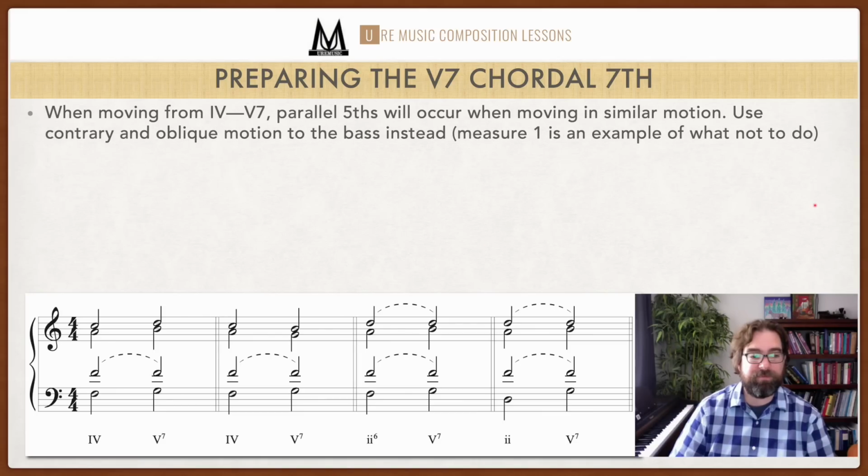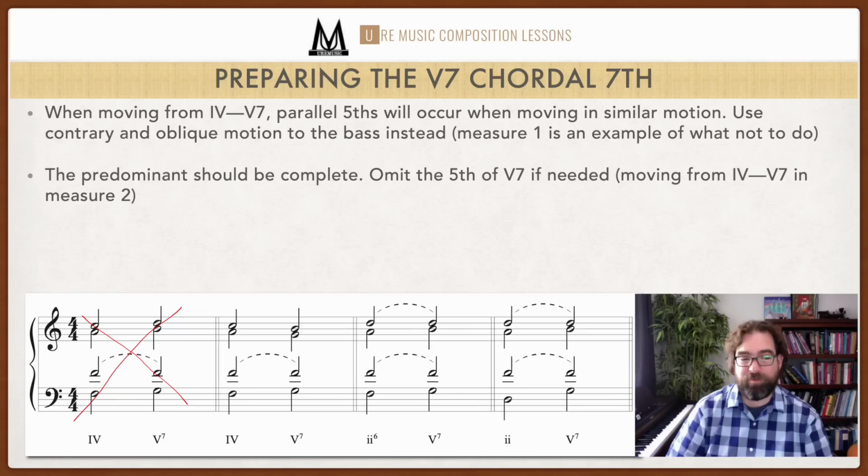Okay, so when moving from 4 to 5/7, parallel fifths will occur when moving in similar motion. Use contrary and oblique motion to the bass instead. So measure 1 is a big example of what you should not ever do. Don't do that.